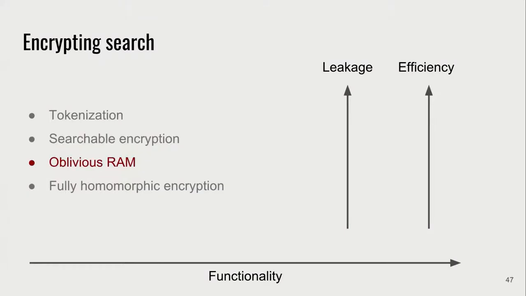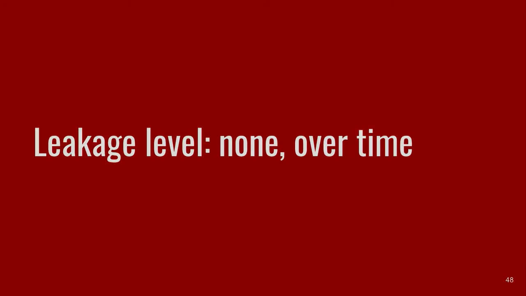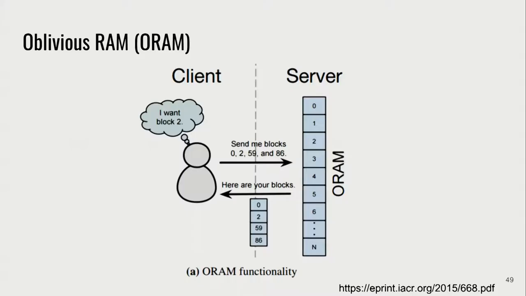The next level here is what we call oblivious RAM. Okay, so what will we leak at this stage? Here, our goal is to have no leakage over time. This means you can do multiple queries, and you still won't leak more information with each query.